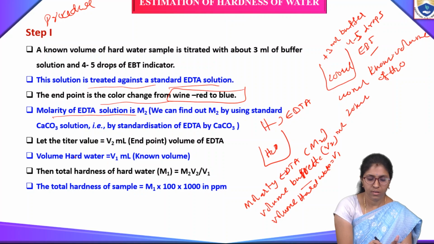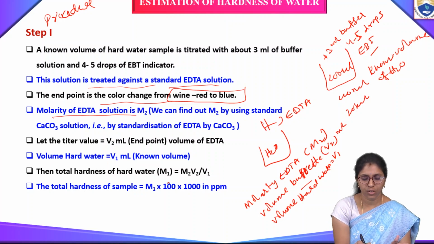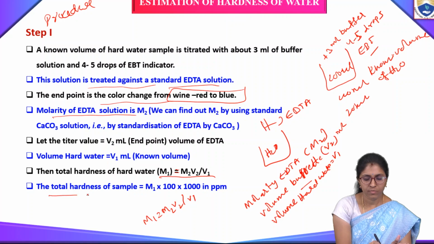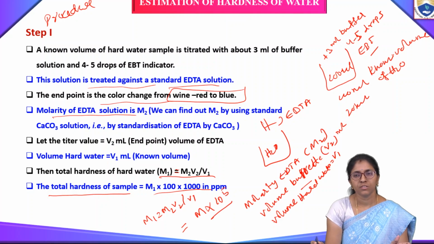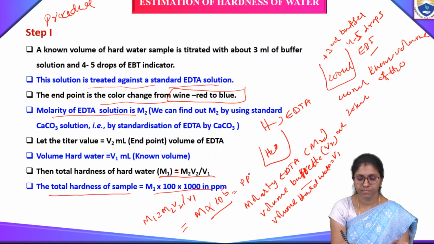So we should know the concentration of hard water by using M1 equal to M2 V2 by V1. We have to find out the concentration of metal ions present in hard water. After determining the molarity, we should convert it into ppm. To convert molarity into ppm, we have to multiply with 10 to the power of 5. So it converts into ppm.